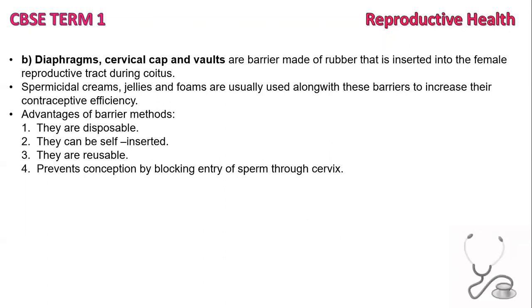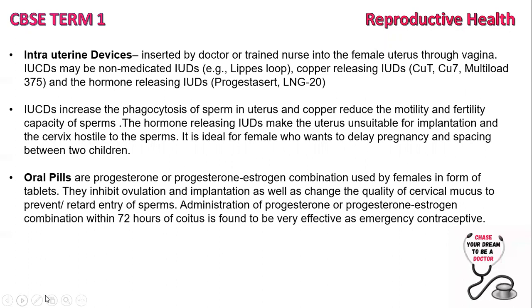And what are the advantages of the barrier method? They are disposable, self-inserted, and reusable, and they prevent conception by blocking the entry of sperm through the cervix or vagina. Okay, coming on to the next method, the intrauterine devices. These cannot be self-inserted like diaphragms or condoms. They can be inserted only by doctors or trained nurses into the female uterus through the vagina.